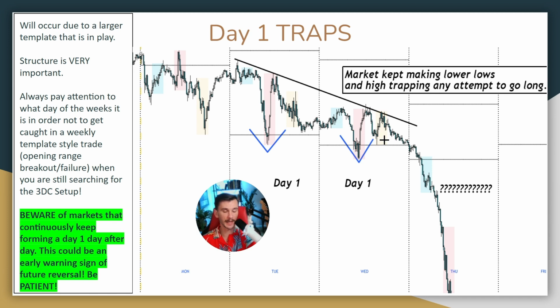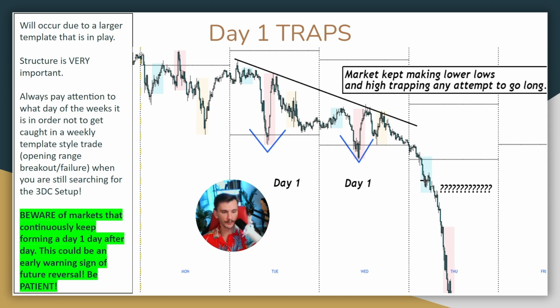In those other examples, Asia or London has made a new extreme. So in this example, Asia would have made a higher high. Maybe London pulls back and then goes vertical, or Asia creates the opening range for the day. London breaks out, pulls back. New York vertical move on day two of the 3-day cycle. This is a very different scenario.